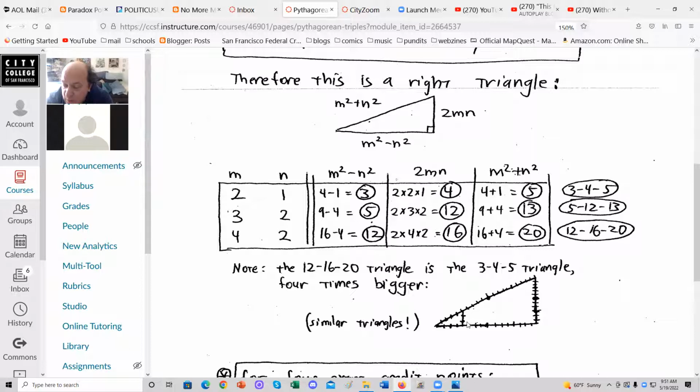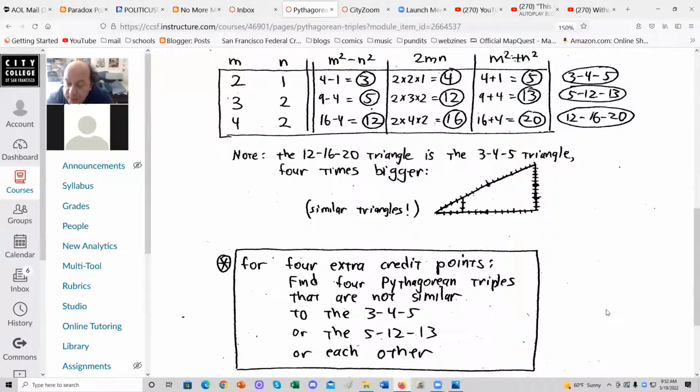So here's a 3, 4, 5 triangle. Here's a 12, 16, 20 triangle, just 4 times bigger. Similar triangles with the same angles here and here, here and here, here and here.